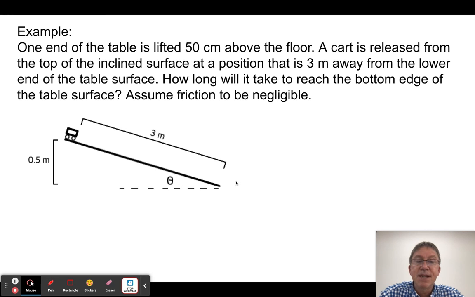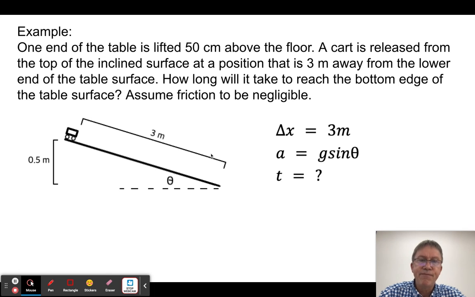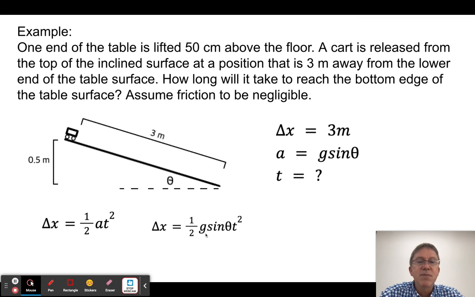I know it's accelerating at g sine theta. It'd be great if I knew what theta was. I know delta x, and I know that a is g sine theta. Let's figure out what g sine theta is, because I can't answer this until I know that. This is the equation I'm going to need to use, but I've got to figure out what a is going to be. So a is going to be g sine theta.